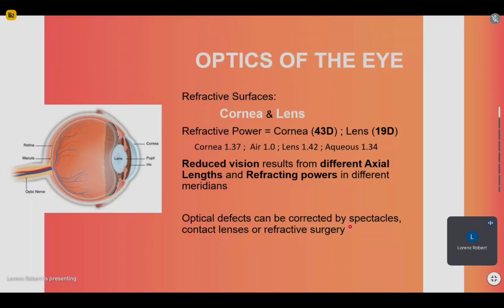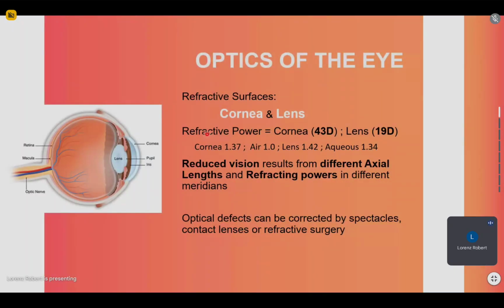So we're done talking about the basics of refraction. Now let's talk about the optics of the eye. The eye has a lot of refractive surfaces, but the most important are the cornea and the lens. Among these two structures, the cornea has the greatest refractive power at around 43 diopters. The eye's total refractive power is about 60 prism diopters, two-thirds of which is contributed by the cornea. The lens gives about 19 to 20 prism diopters.